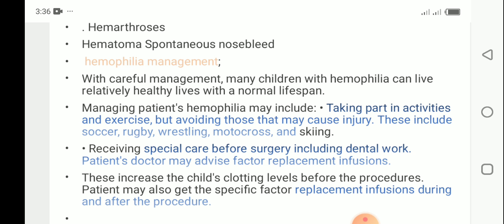Receiving special care before surgery, including dental work. The patient's doctor can advise factor replacement infusions. Usually, these increase the child's clotting levels before the procedures. What procedures are usually done here? Usually the bone marrow examination will be done. Bone marrow biopsy will be done, and if necessary, sometimes bone marrow transplantation.